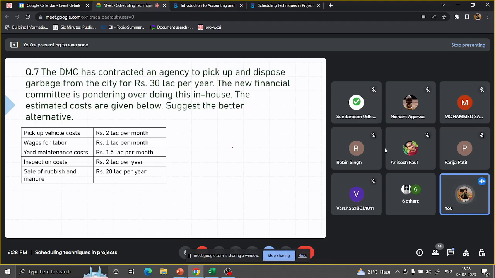Okay, I also have one question for you guys. Nobody asked how I got the values of 2 lakh per month for the pickup vehicle and 1 lakh for wages. Why so? That is the estimation part. Maybe some survey was done on how many man hours or labor we are employing, how many vehicles we need for collecting the garbage from the city, how much manpower we need for all those things. Yeah, that is the survey part. So you say there was a survey done, some person went to the market and calculated all the values.